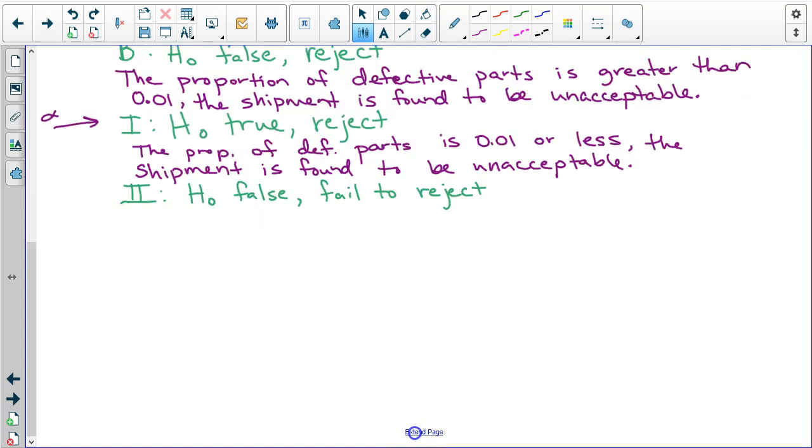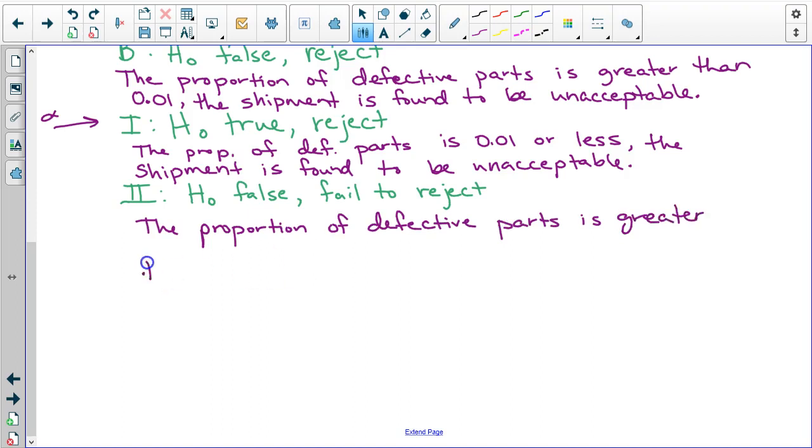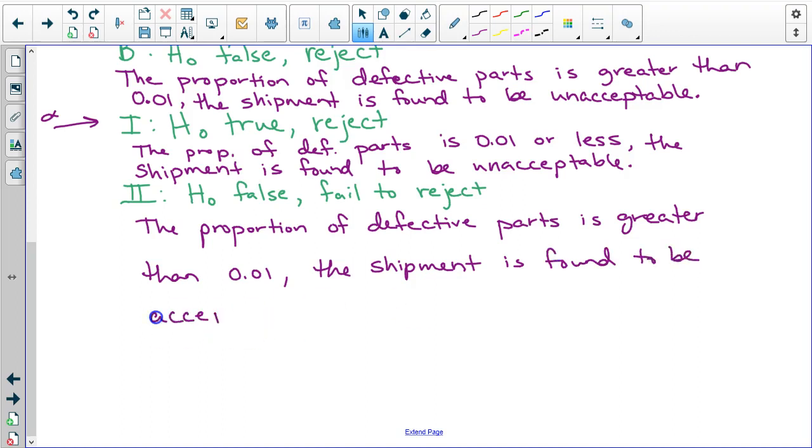Okay. Or the next one, H sub O is false, the null is false. So that would be the proportion of defective parts what? Is greater than 0.01. And the shipment what? But we failed to reject. So yeah, the shipment is found to be acceptable. Uh-oh. That is not good.